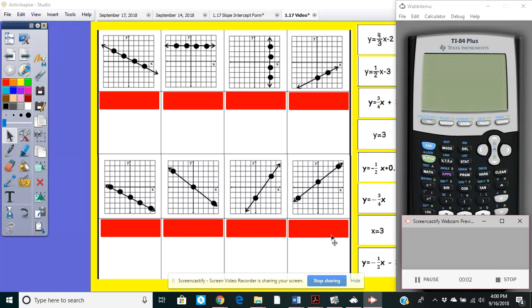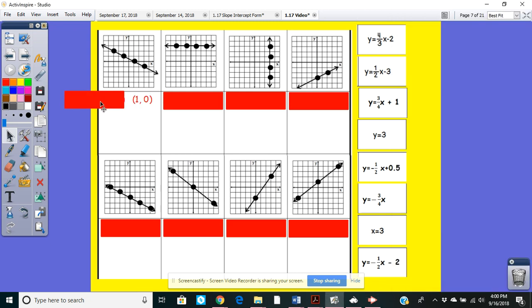This video is for the lesson 1.17 notes on finding equations from 2 points. So you've got all these graphs, and the first thing you need to do is to find two nice, pretty ordered pairs. On this graph, we've got (-1, 1), which is this point here, and then (1, 0), which is this point here.